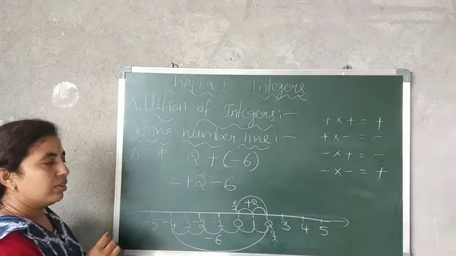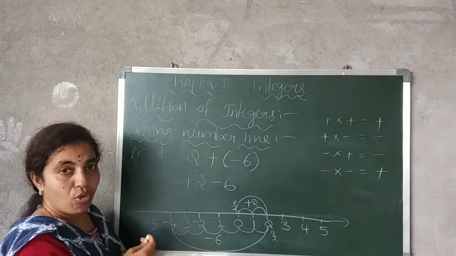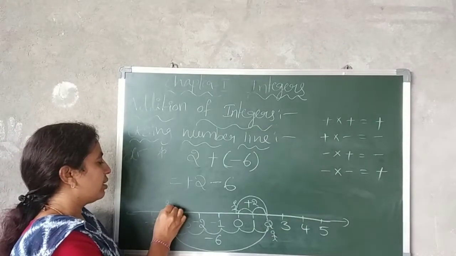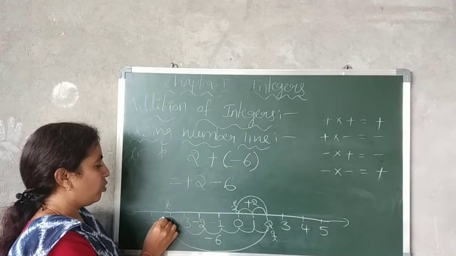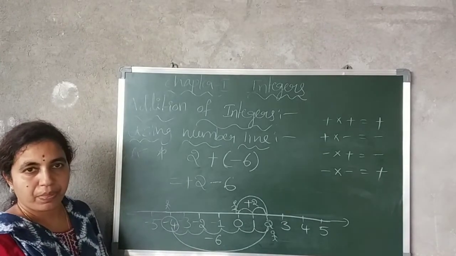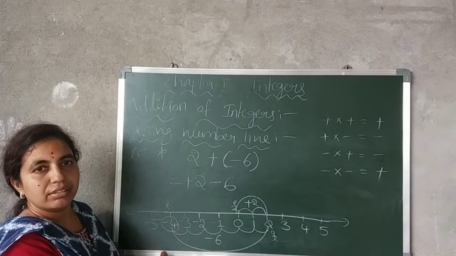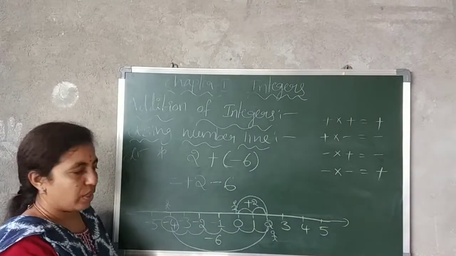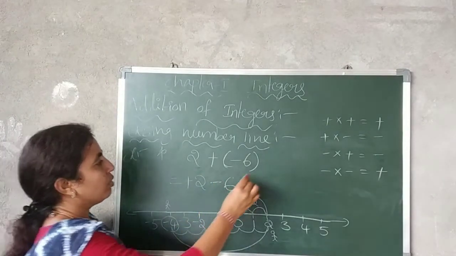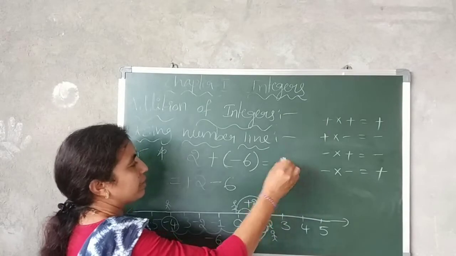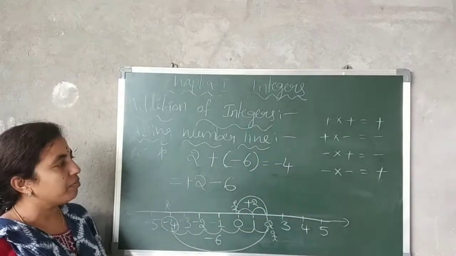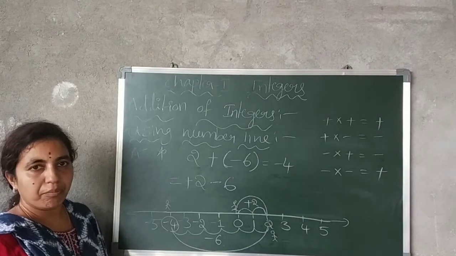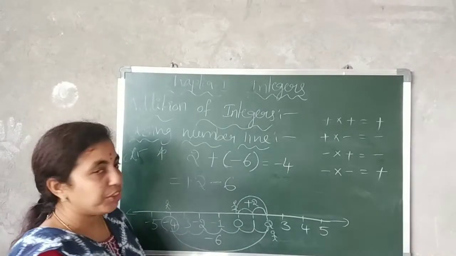Minus 6. Now do we have any other number? No. So stop here. Now you are at minus 4. Just round it up. Now this will be the answer, because we don't have any further numbers. So the answer is minus 4. The answer of 2 plus of minus 6 is nothing but minus 4. Okay, clear? This is addition using number line.